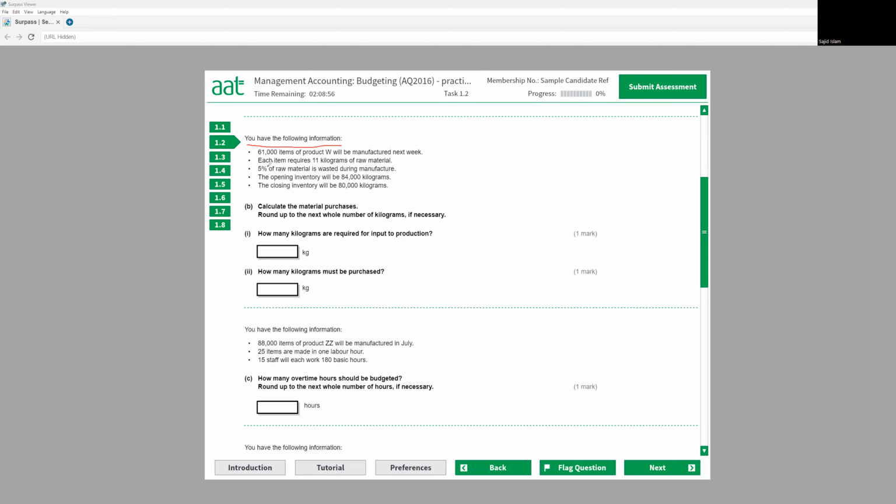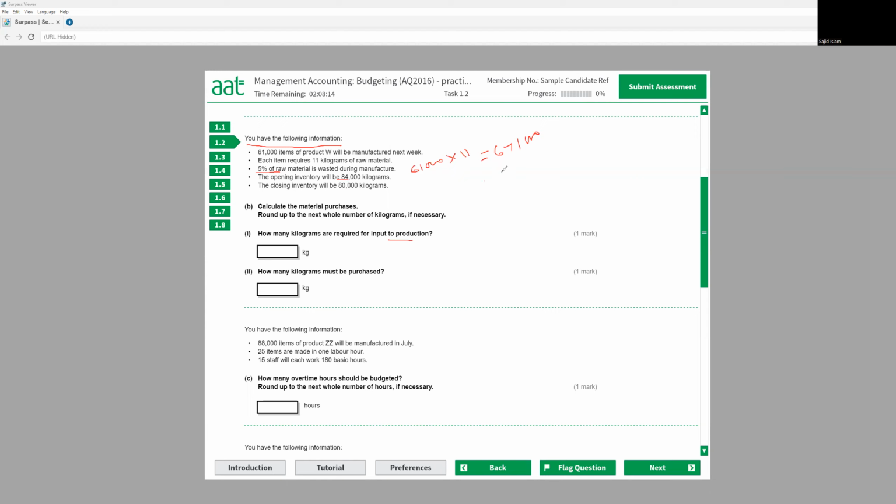Now we need to purchase 5% extra, isn't it? Because 5% will be wasted during our process. So we need to buy 5% extra. And how many kilograms do we need for the production? So you can see 61,000 is the unit. And per unit, we need 11 kilograms. So 61,000 times 11, that gives me 671,000.